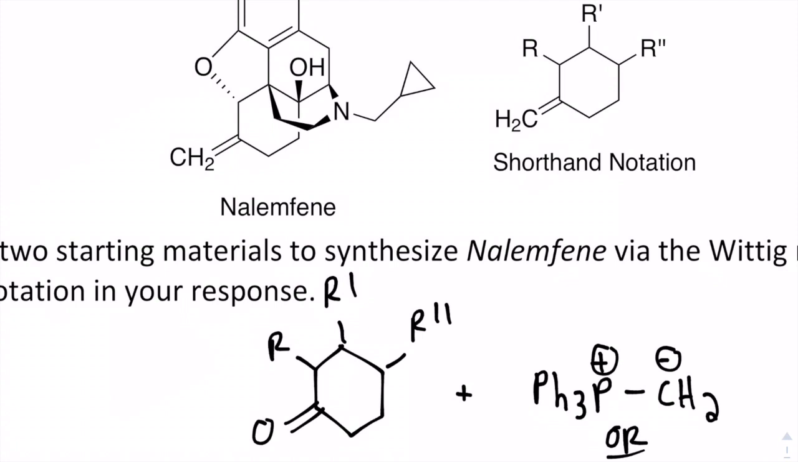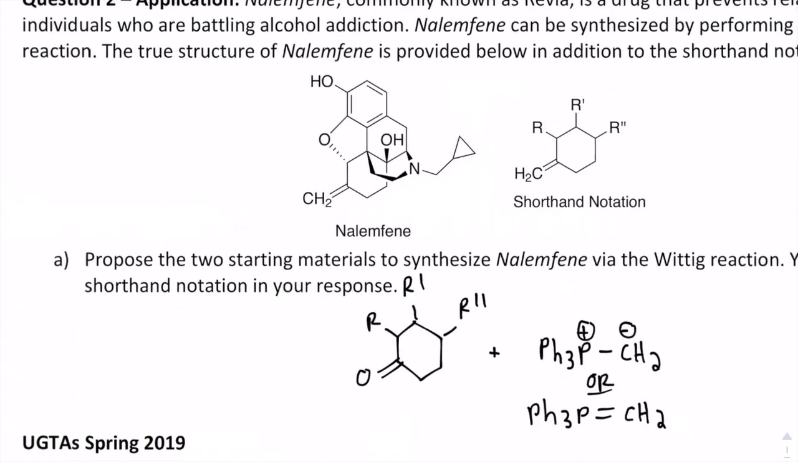Okay, your choice. They're all equivalent. So that makes sense. So these would be the two starting materials. We can rationalize that oxygen is going to be replaced by the CH2 group that is on that ylide. Okay? Let's move on to B.